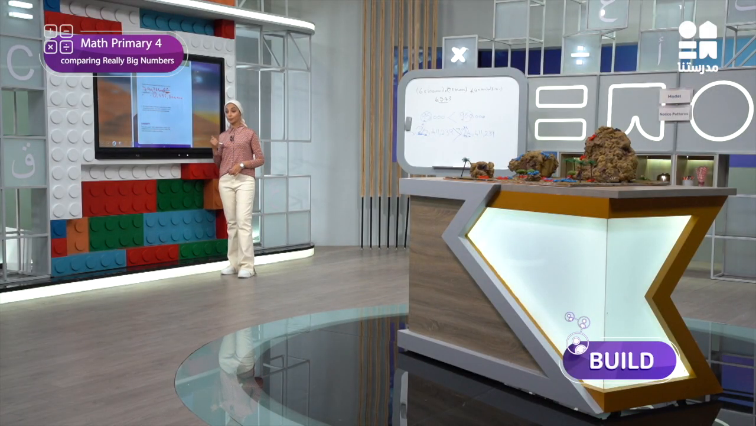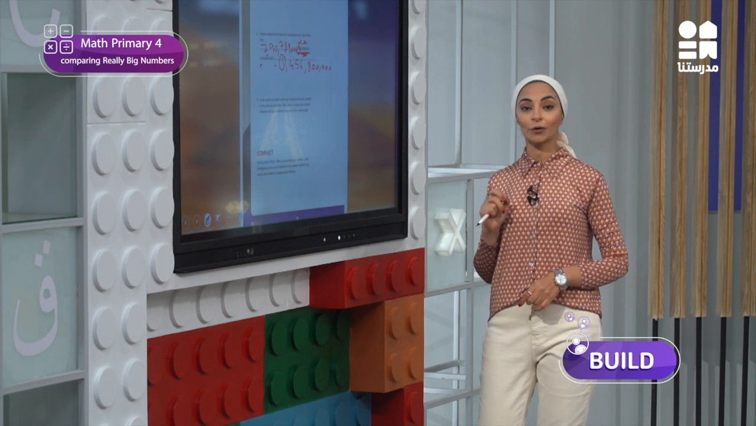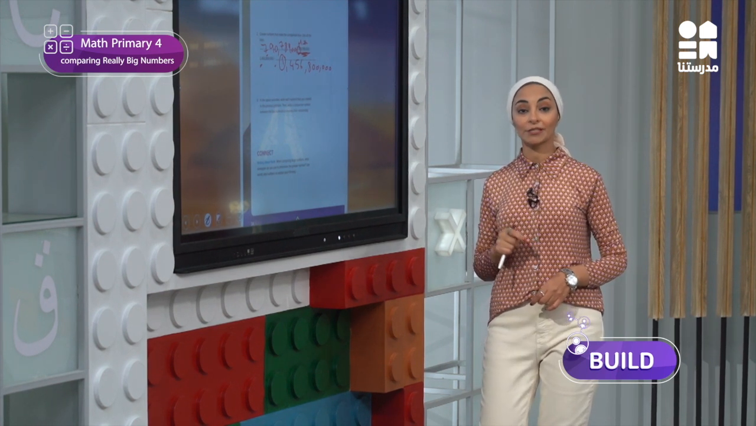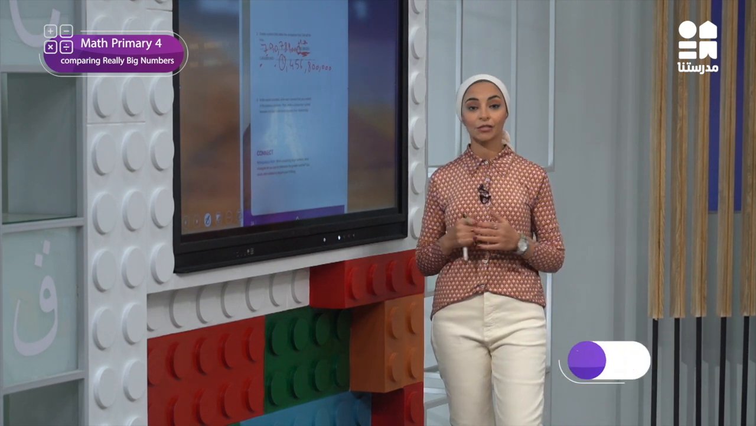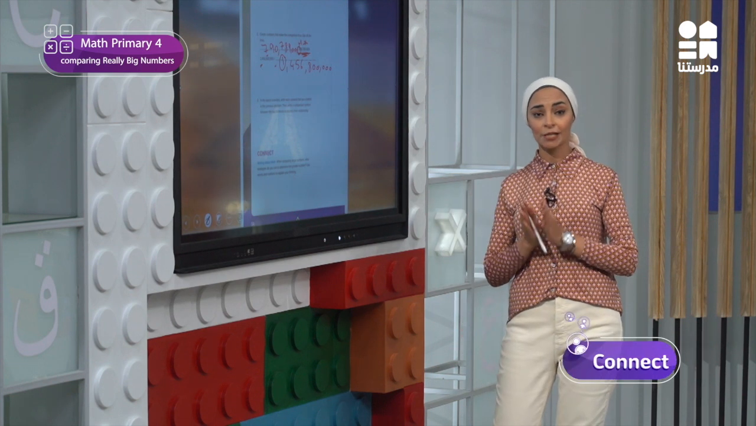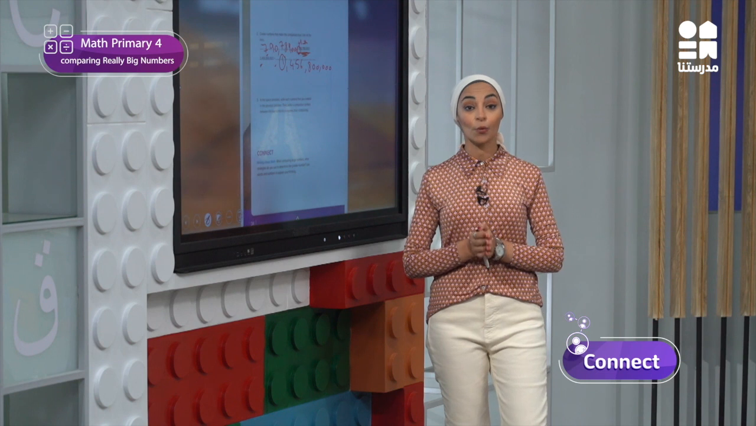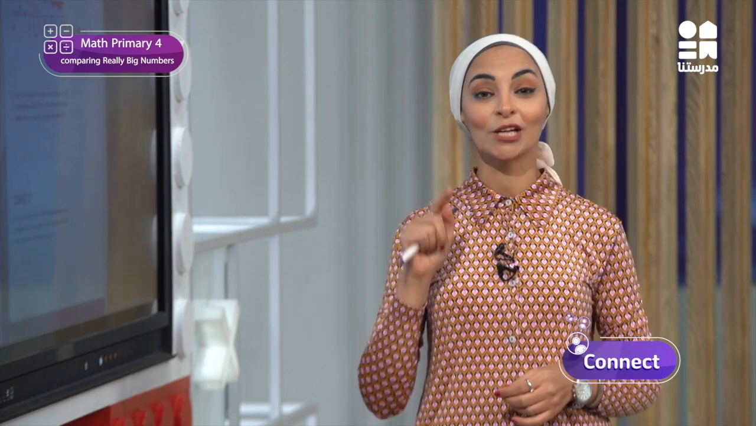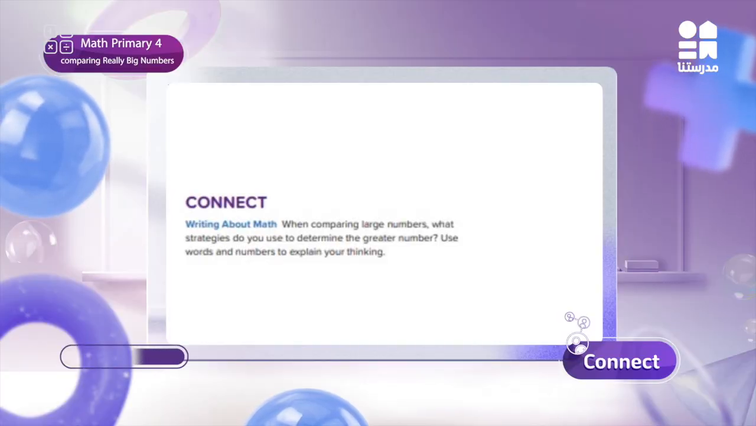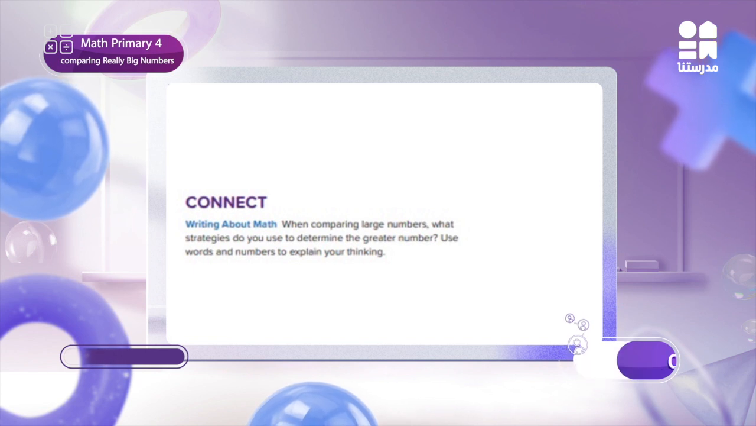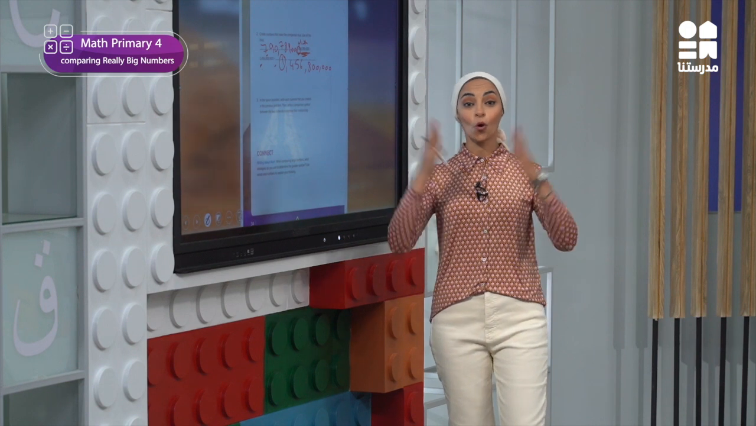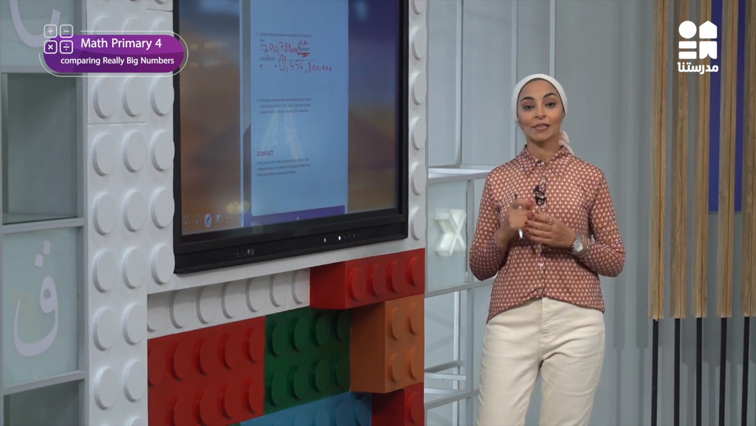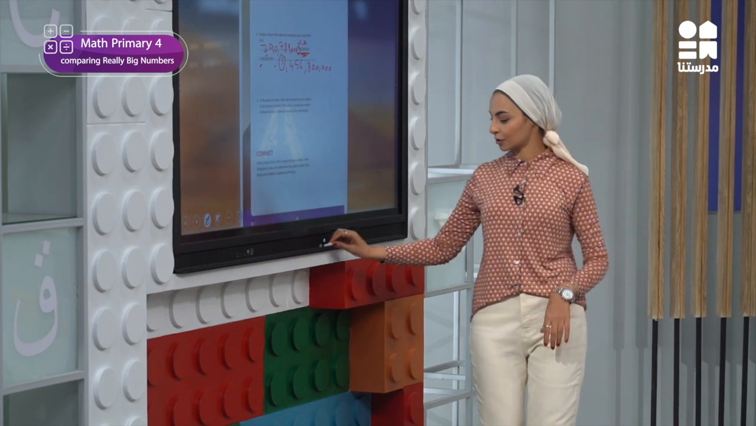Now, after we have compared the numbers in the previous activity, we have now reached connect in our lesson on page 34, where you think about the strategies you learned today about comparing and describe the easiest strategy. Each one will choose the easiest strategy for him or her and when it might be needed in our lives. And also how we can help Omar or Maryam to compare between large numbers of ants. I'll give you a minute to think and express your thinking in your own way and use words and numbers in your explanation. Now it's time to practice all what we have learned about comparing large numbers in the practice part in your book, page 35. Let's do it all together.